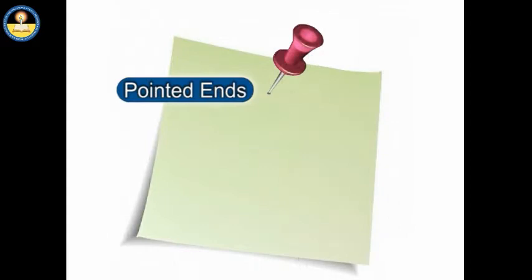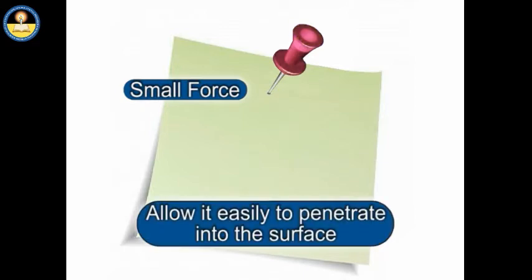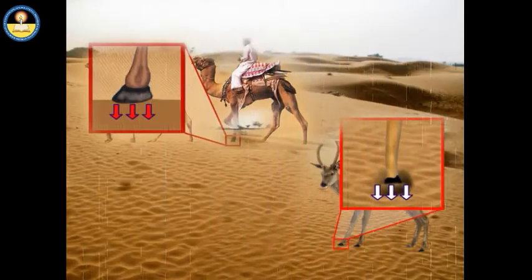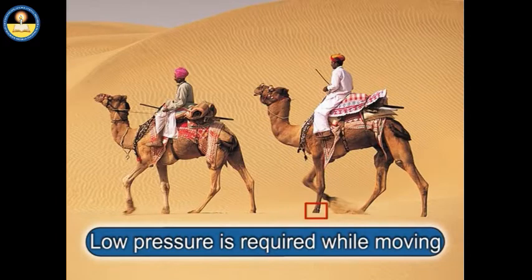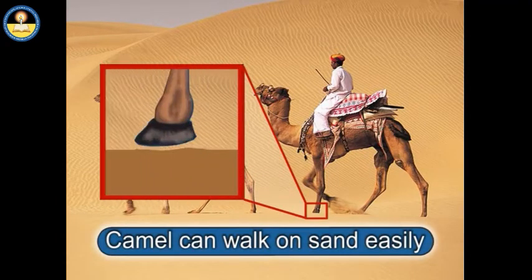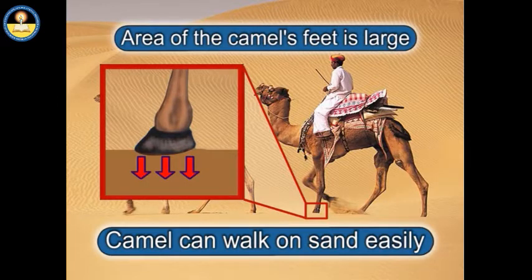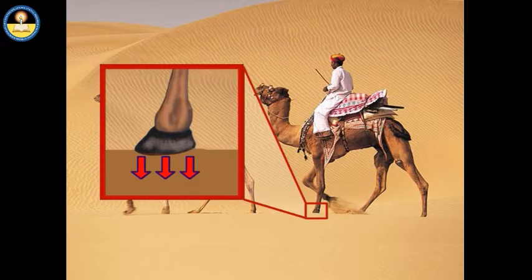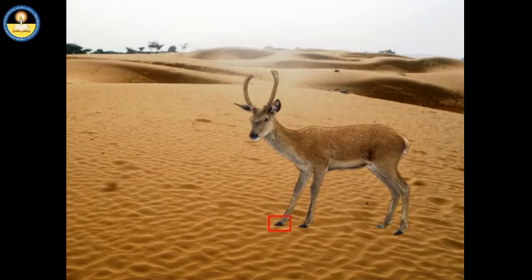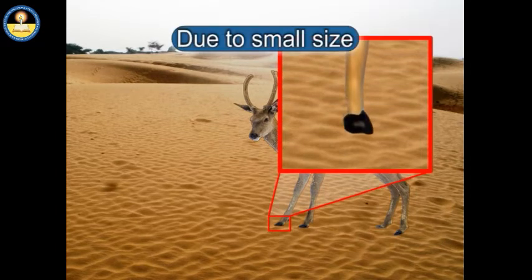Both pins have pointed ends, so that a small force applied over the head of the pin may allow it to penetrate into the surface easily. On the other hand, a low pressure is required while moving or holding something. A camel can walk on sand easily because the area of its feet is large. Hence, the pressure is lower and its feet do not sink into the sand. On the other hand, a deer cannot walk on sand easily due to the small size of its feet, which may go into the sand.